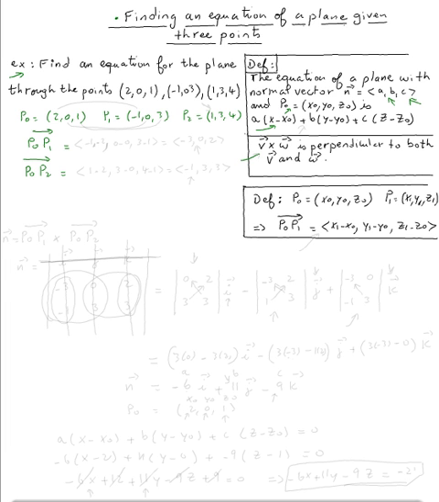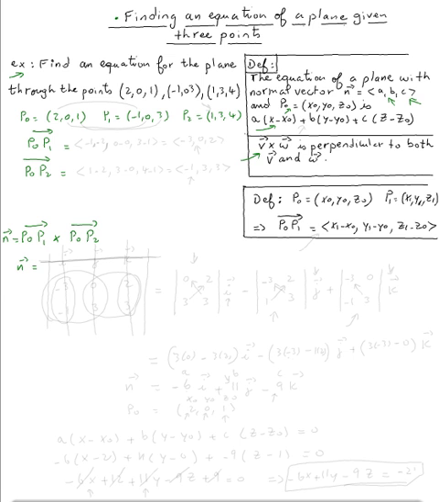From the definition of the cross product, the cross product of two vectors, V cross W, is perpendicular to V and W. In other words, if we calculate the cross product of P0P1 and P0P2, this will be a normal vector to the plane. Right, so let's start with P0P1.